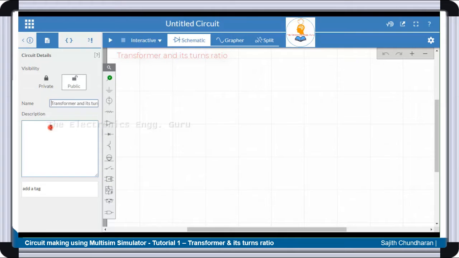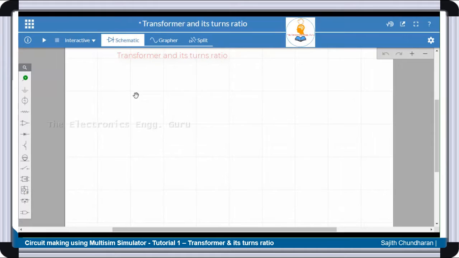In the description, let us give it as: this circuit deals with transformer, its turns ratio and its relation with voltage and current. That is the name and the description. Let us take it out. Right, our page is ready now.